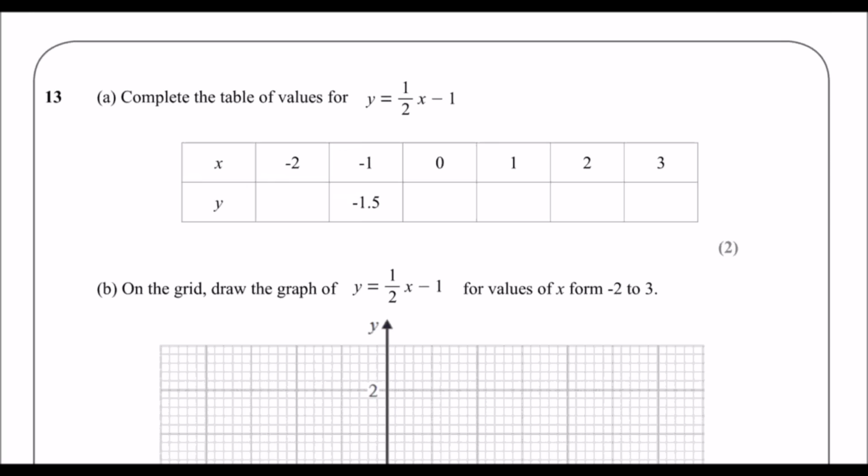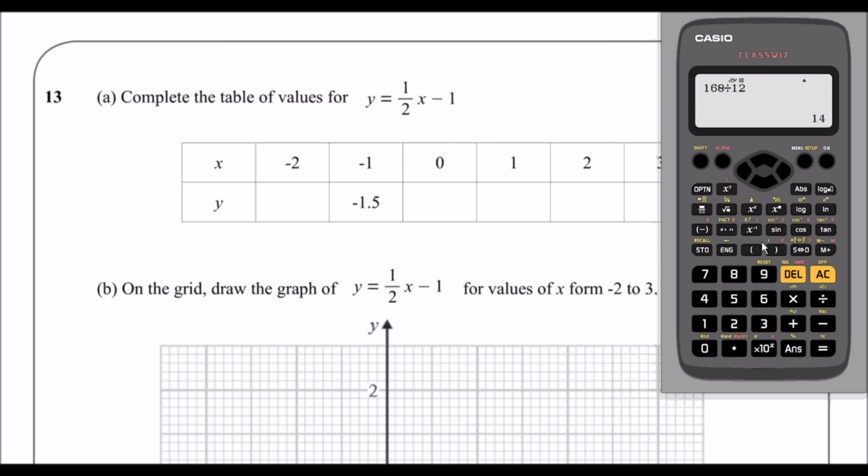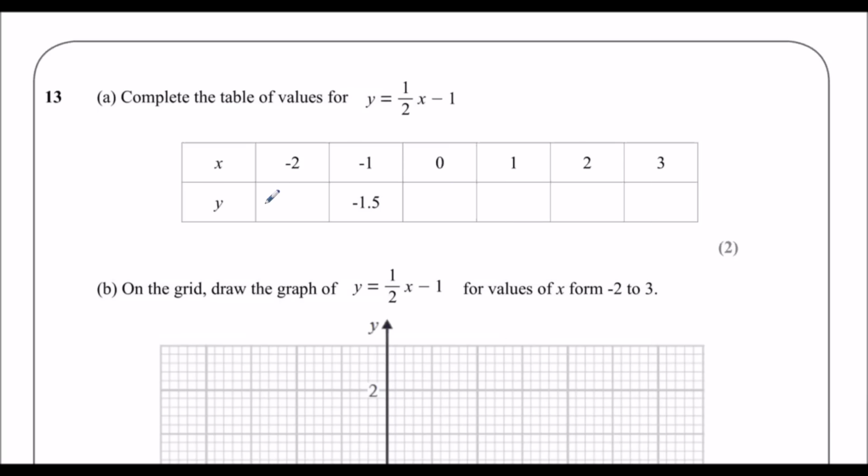Question 13. Complete the table of values for y equals half x minus 1. So it's half the x number and then take away 1. So we can use the calculator. We can say half of the x number, take away 1, and just put the x number into this bracket. So half of negative 2, take away 1, is negative 2.